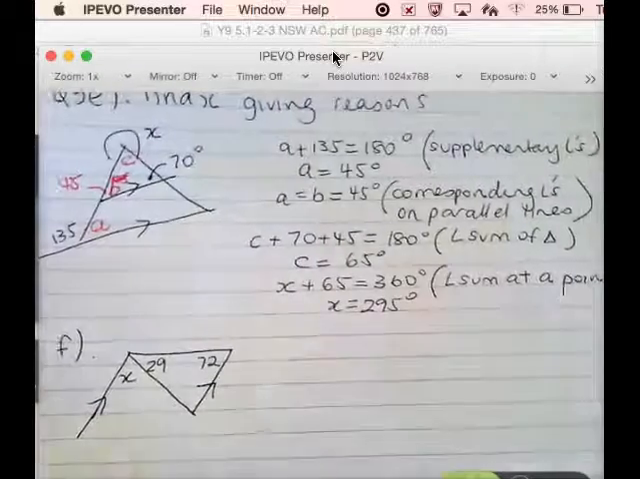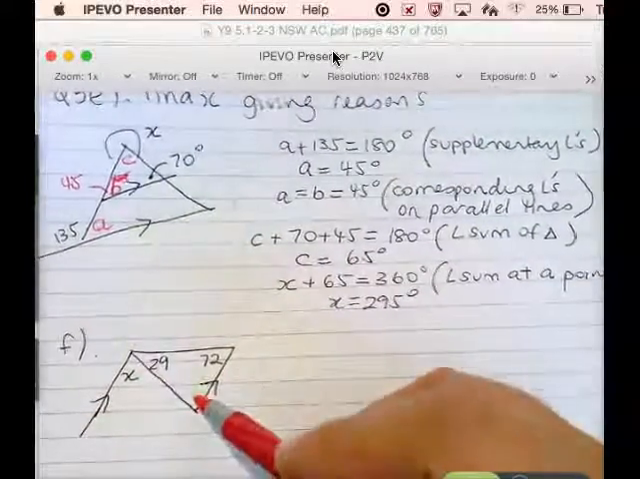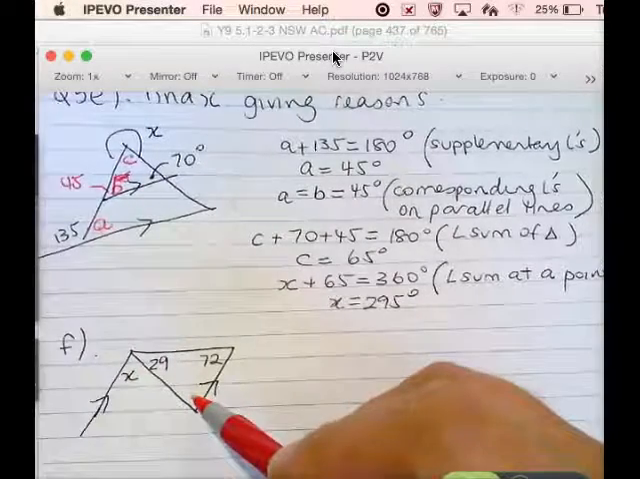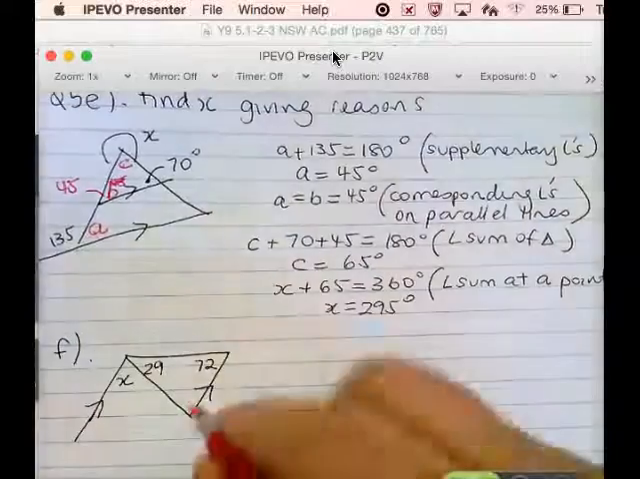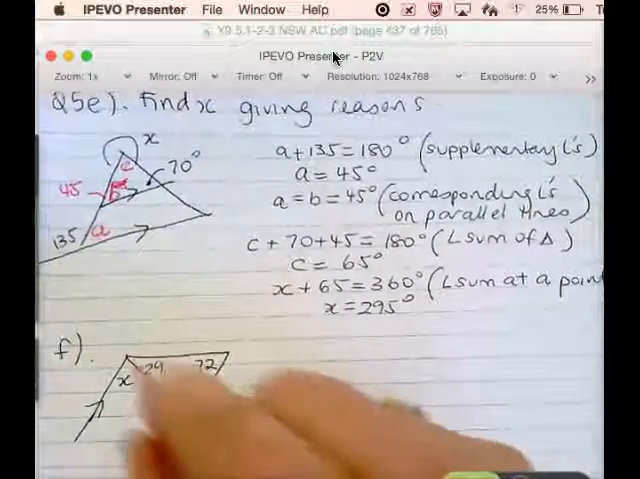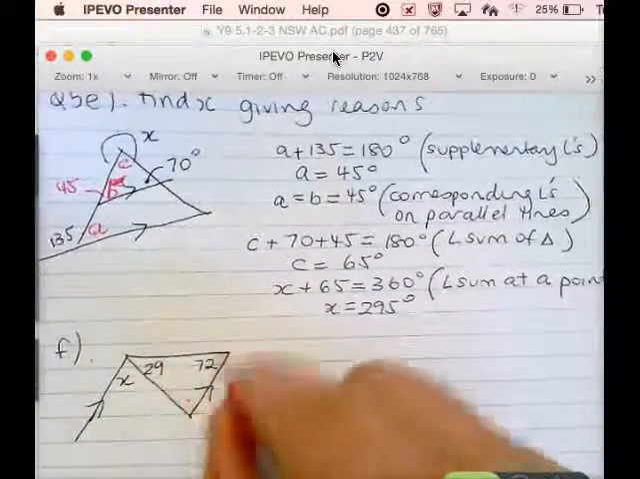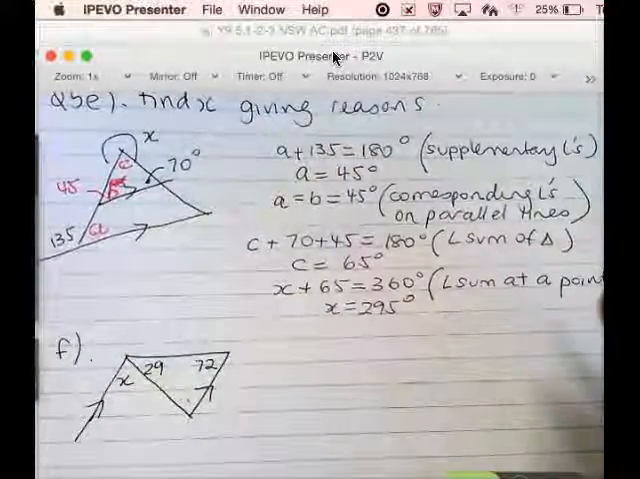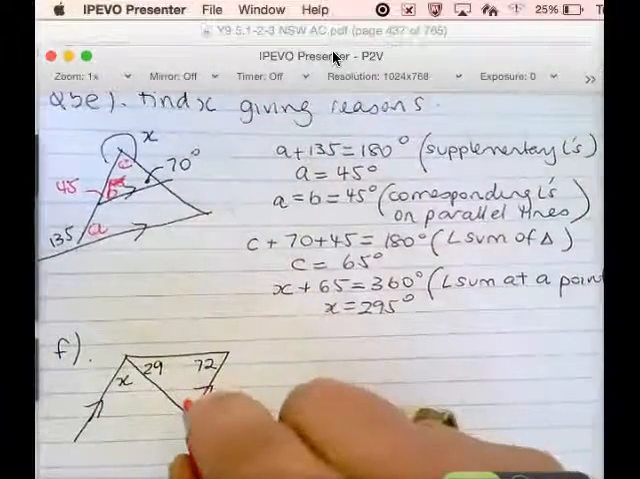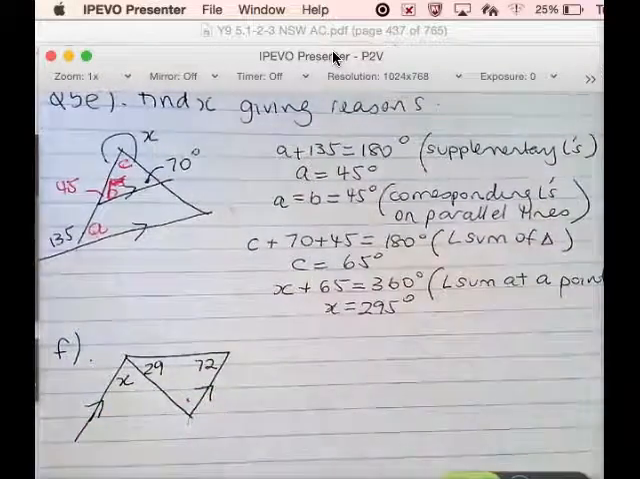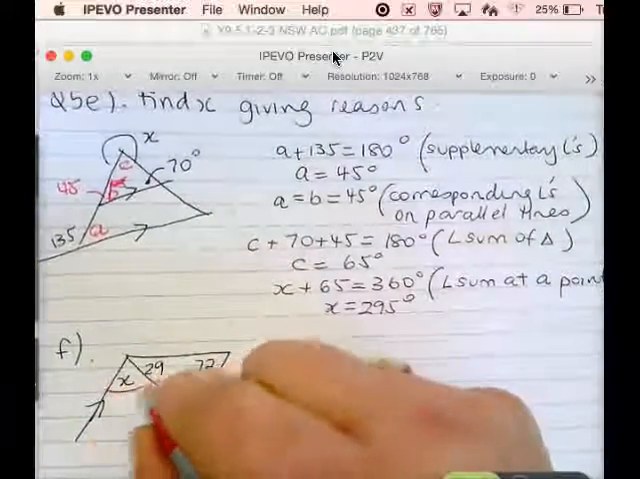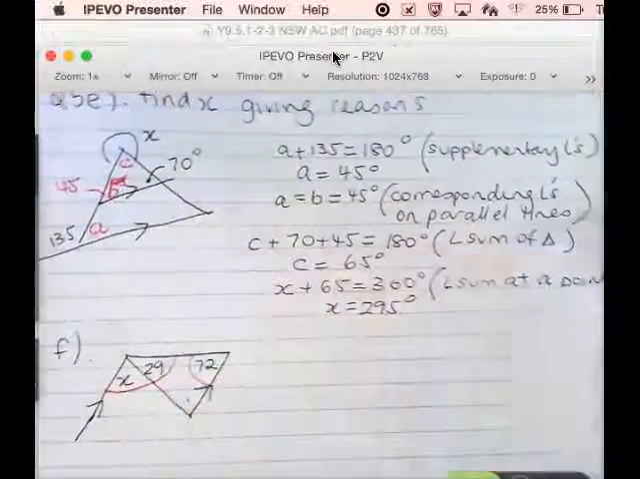Girls, you don't have to go alternate. You could actually use the angle sum of a triangle if you want. If you want, you can put the letter A in here, work it out, and then go alternate. So you can put A there, use the angle sum of a triangle, and then go alternate. Or you can go like this, that plus that.